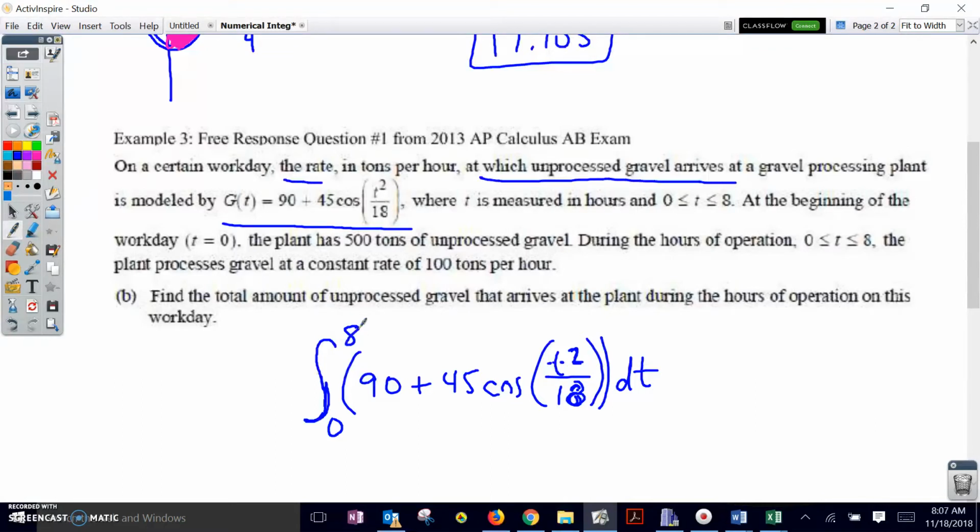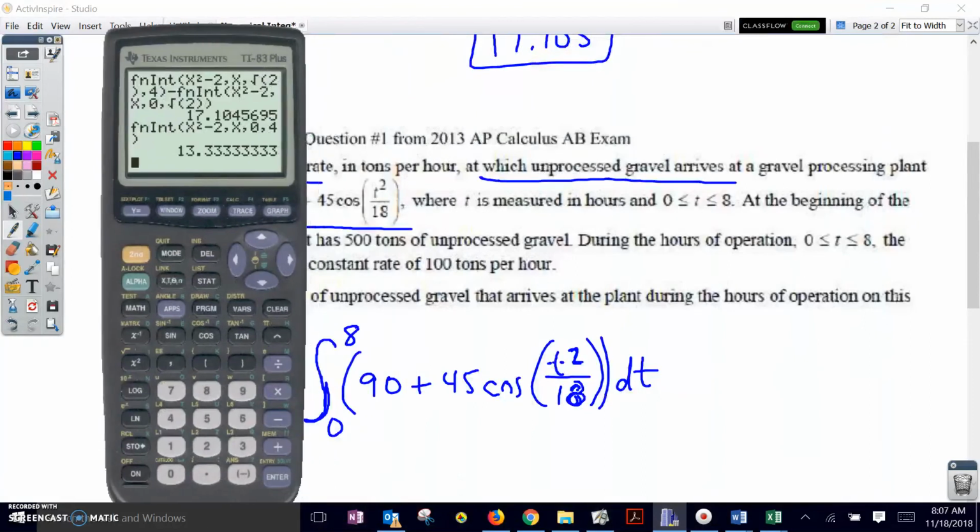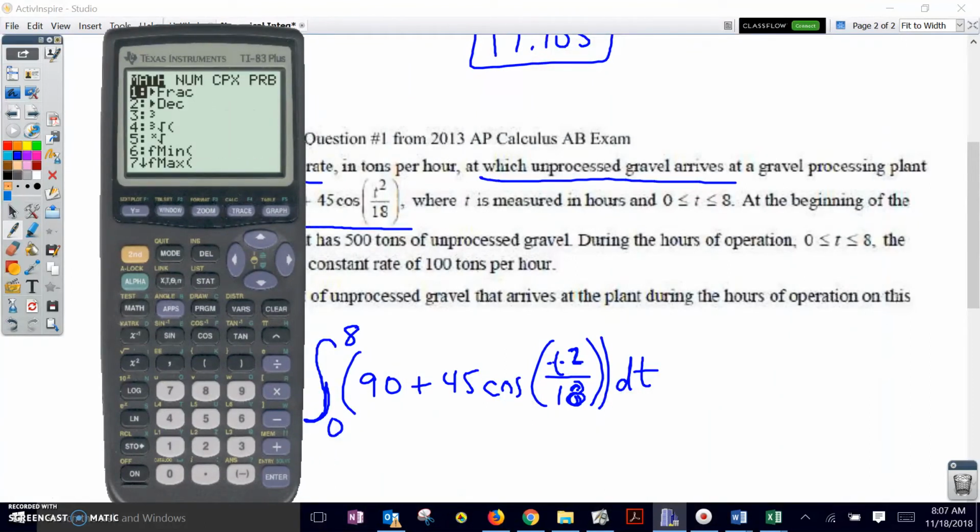And so to find the total amount of unprocessed gravel that arrives, we're going to use the numerical integral function. This problem is, in fact, from a calculator section of the AP exam, and so we would have our graphing calculator to do this. It's totally appropriate for us in this context, since it is a calculator section, to write that integral out on our paper, and then find the value of it using the numerical integral function.